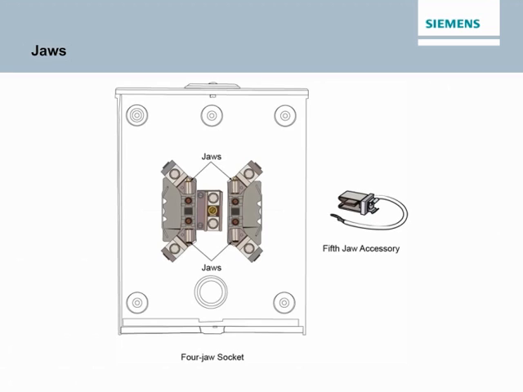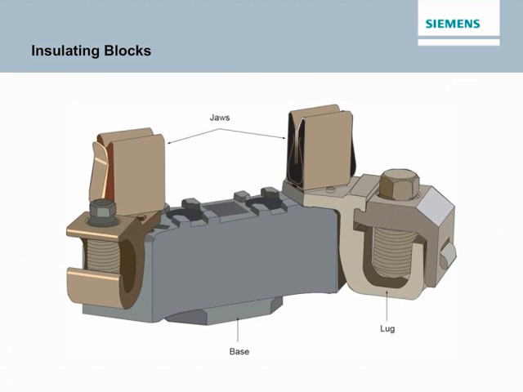A 5-jaw socket is similar to a 4-jaw socket, but also has a neutral connection for the meter. The 5th jaw can be factory or field installed. Landis+Gyr offers a special 5-jaw socket for 3-phase, 3-wire applications with the 5th terminal in the 6 o'clock position. An insulating block secures the lugs, jaws, and bussing to the enclosure.